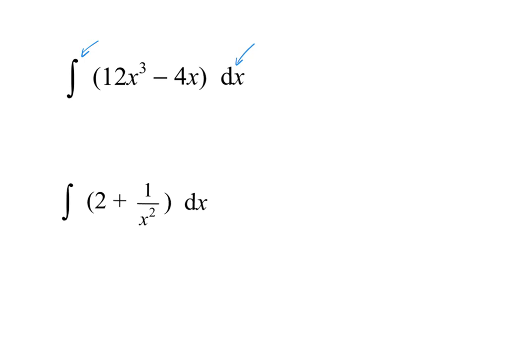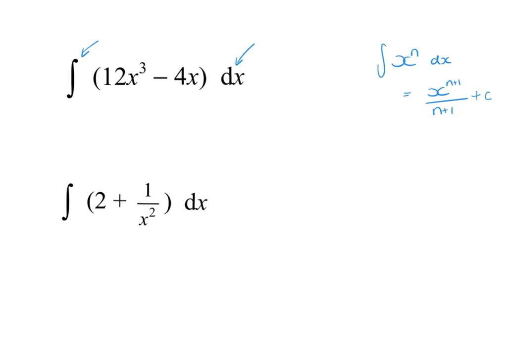Now, when we integrate a term in the form of x to the n, we are going to get x to the n plus 1 divided by n plus 1. What we're doing is we're adding 1 to the power, and then we divide by that new power. This is the inverse of differentiation. So let's have a look at a couple of examples.